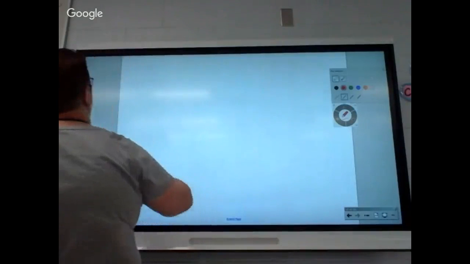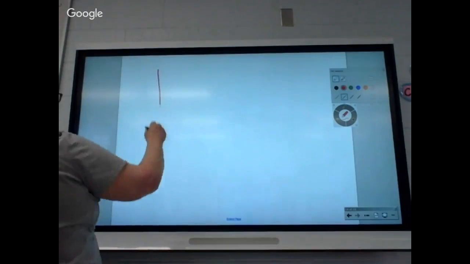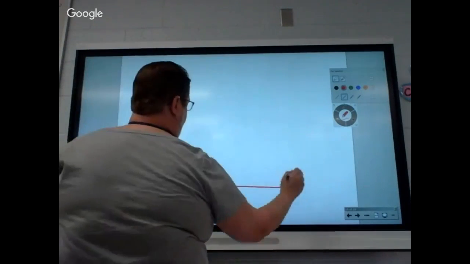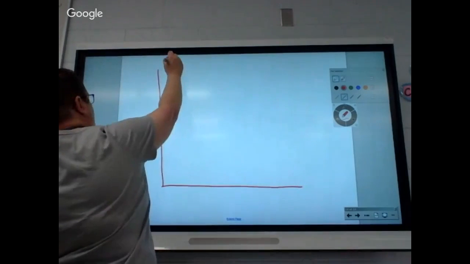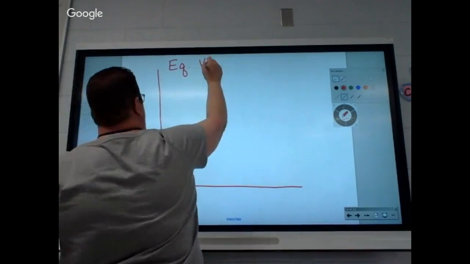All right. The last thing we're going to do today, most likely, is a graph. Okay. All right. It's very cold. Equilibrium vapor pressure graphs.